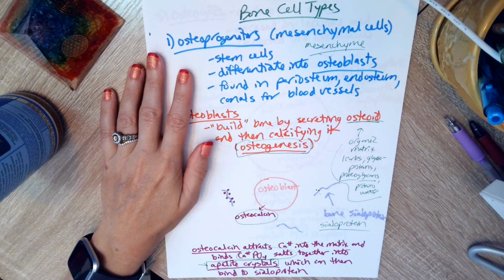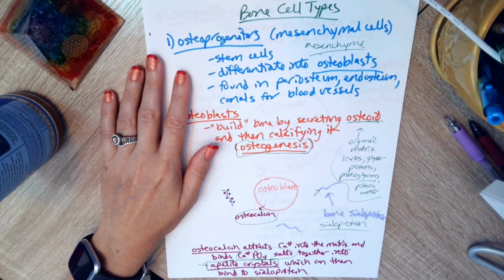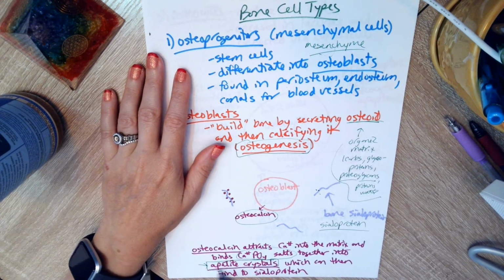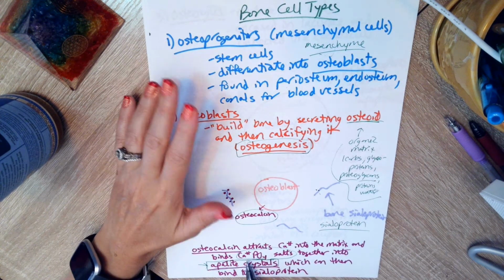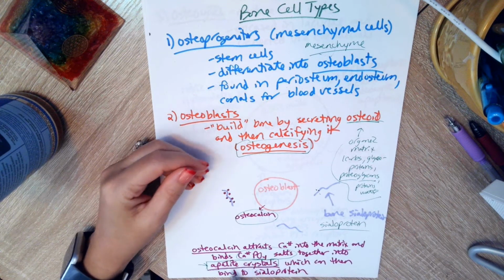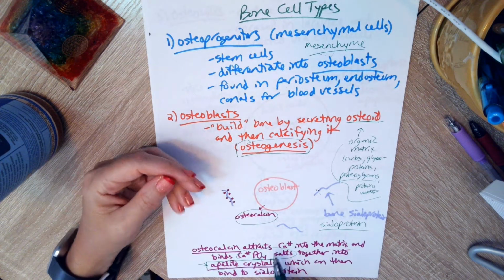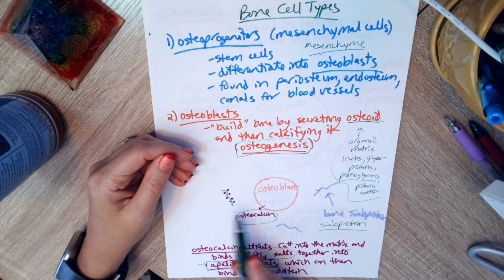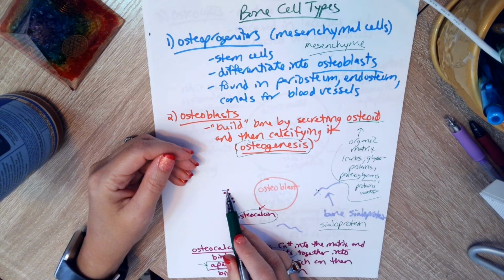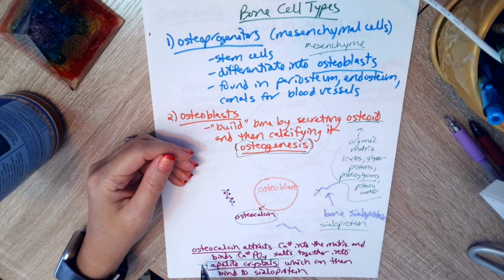You'll see this if you ever take a geology class. You'll see that some minerals just kind of bind in this form. So this is the form that calcium and phosphate just bind in naturally. It's just a specific structure to the binding of these molecules. But this is the form that is able to stick to the sialoprotein. So here comes the calcium phosphate crystals binding to the sialoprotein.